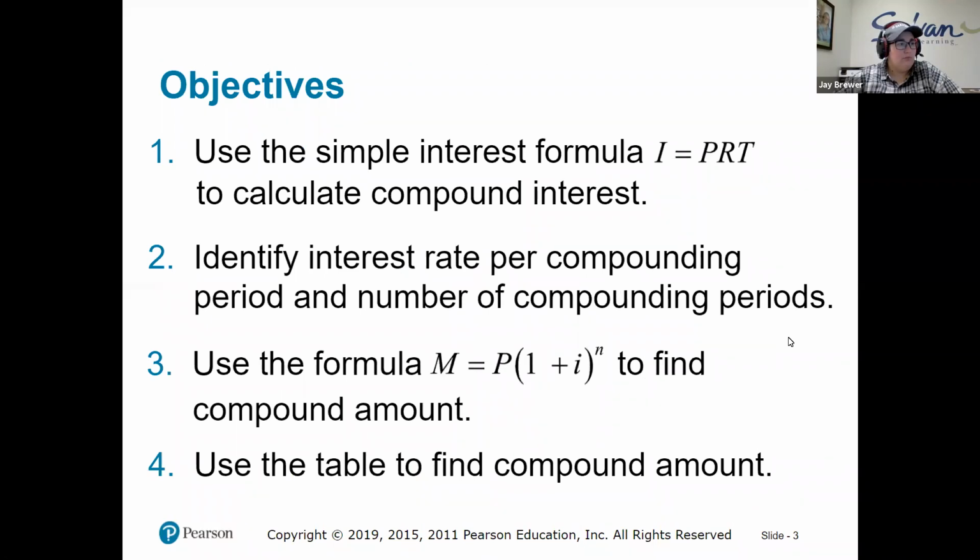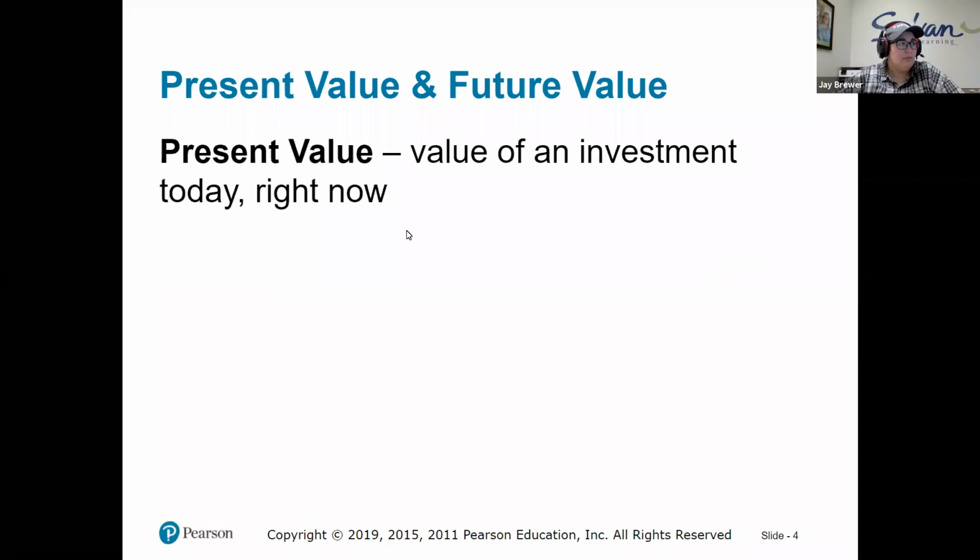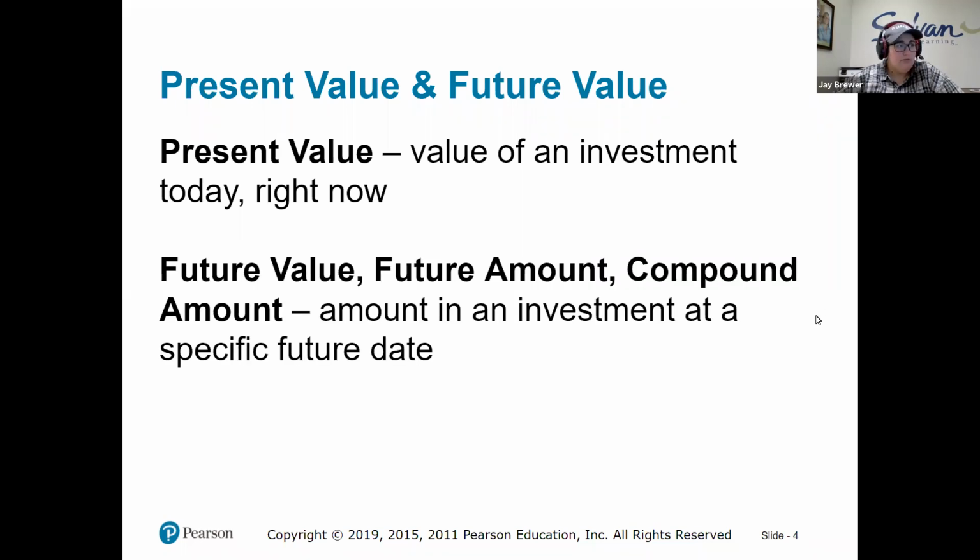All right, so we're used to finding simple interest at this point, which is principal times rate times time. But we also have to consider when we're dealing with interest rates that are being compounded many times during the duration of the loan. So, what we need to worry about is present value, which is the value of an investment today, as in right now. Future value, future amount, or compound amount, which is the amount in an investment at a specific future date.